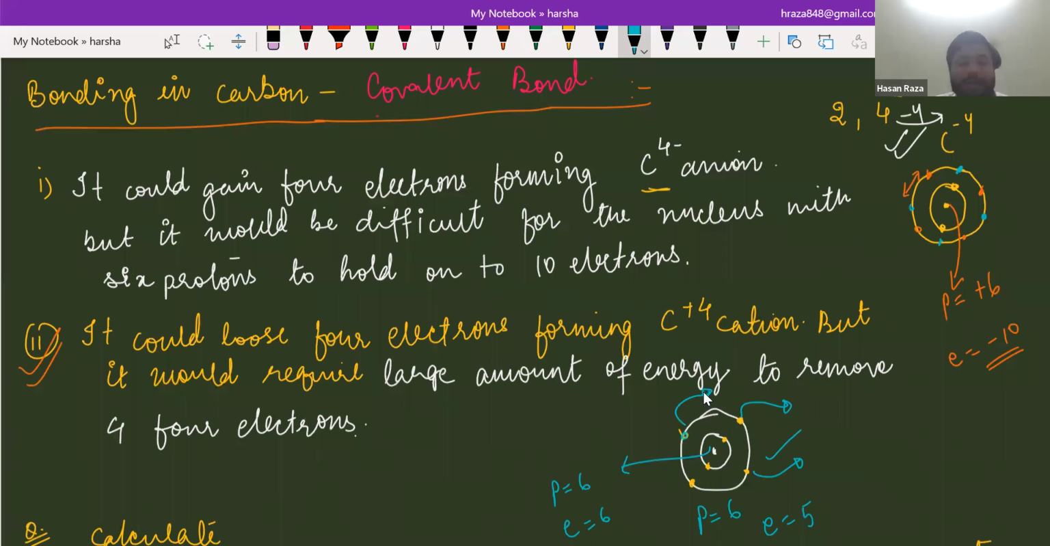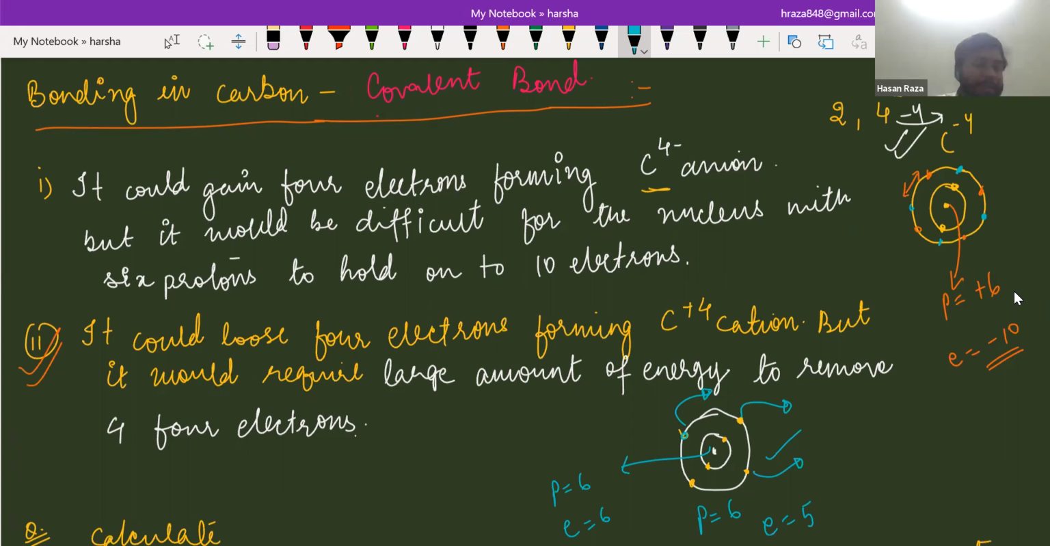When you are going to remove the third electron, you have to give a lot of energy. A lot of energy is required. That's why we cannot take all 4 electrons from carbon, because we would need a very large amount of energy. So carbon will neither gain 4 electrons nor lose 4 electrons. Is that clear to everyone?